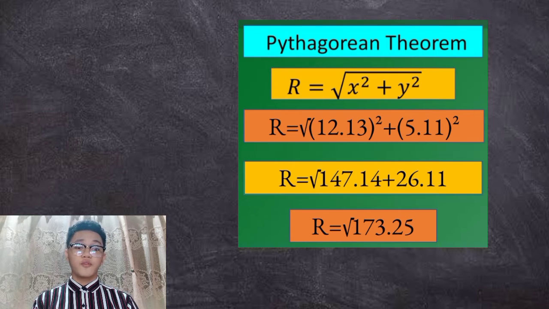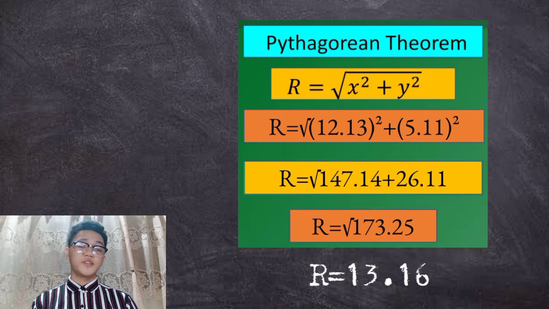R is equal to square root of 147.14 plus 26.11. R is equal to square root of 173.25. Now we'll have the answer r is equal to 13.16.